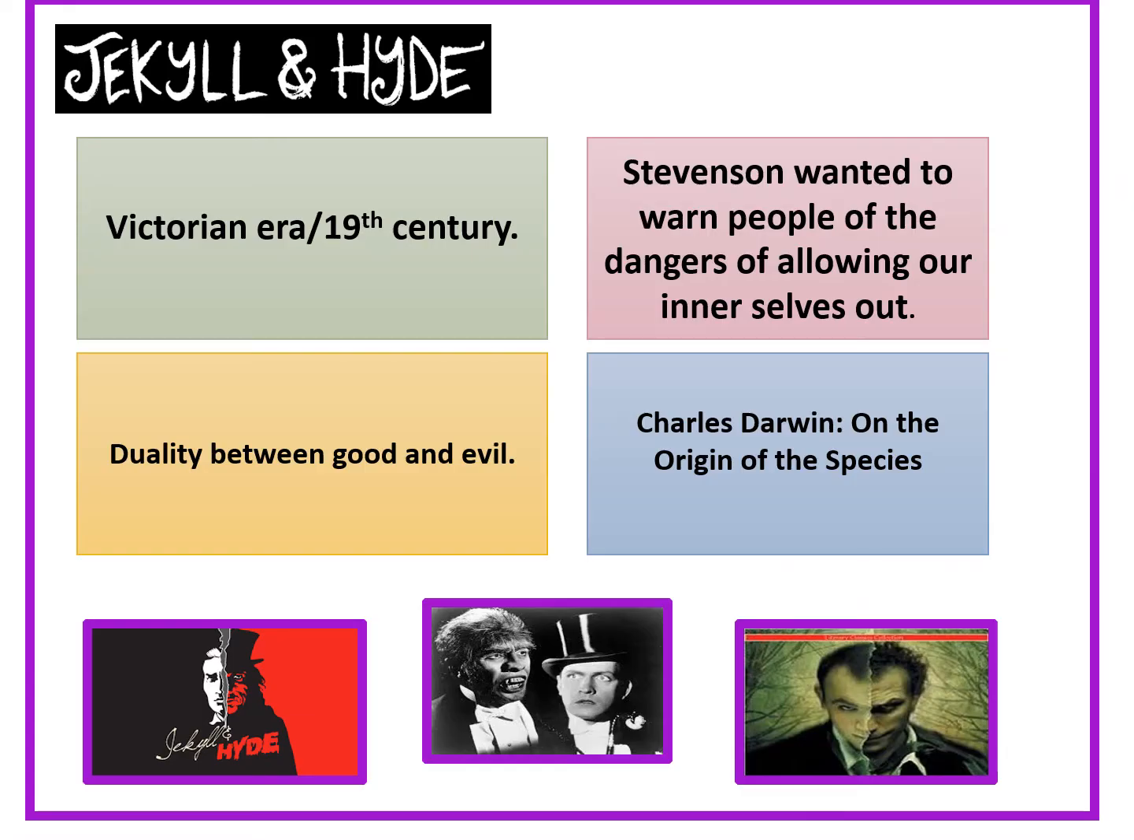For a small number of our students, the 19th century text they will be studying is Jekyll and Hyde by Robert Louis Stevenson. The context of this novel was set in the late Victorian era, a time of great change. The period had seen great advancements in science, technology and philosophy, illustrated in Charles Darwin's Origin of the Species. However, these radical ideas brought challenge and disillusionment to the Victorian public.